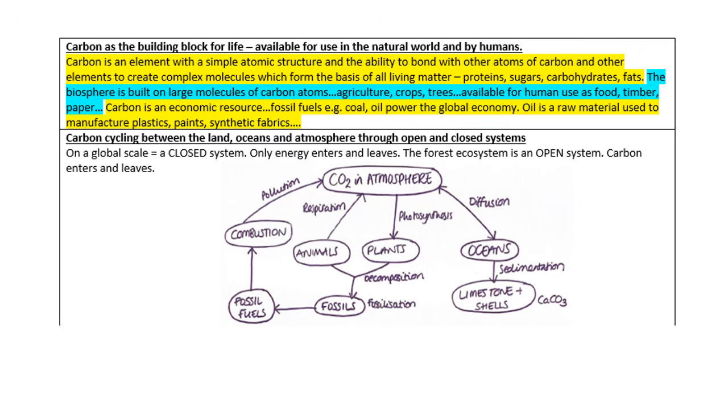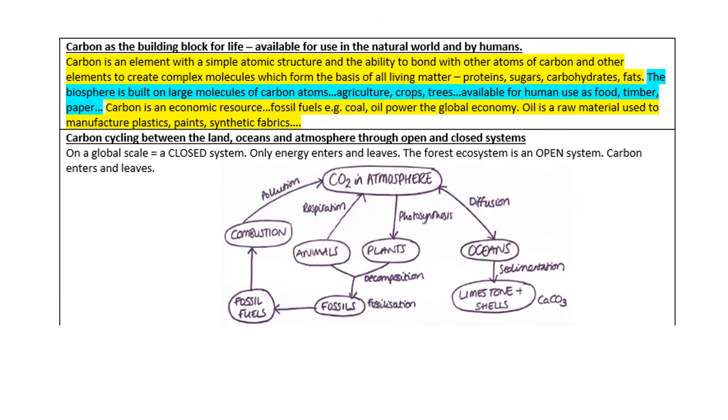Okay, so then talking about carbon. So we talk about carbon as being the building block for life. So it's got a simple atomic structure. It's able to bond with other atoms of carbon and other elements to create complex molecules. And these form the basis of all living matter: proteins, sugars, carbohydrates, fats. So the biosphere is built on large molecules of carbon atoms.